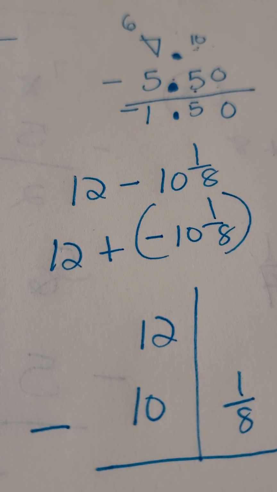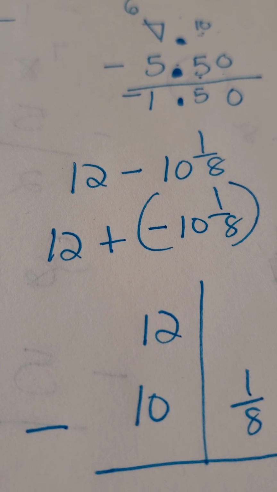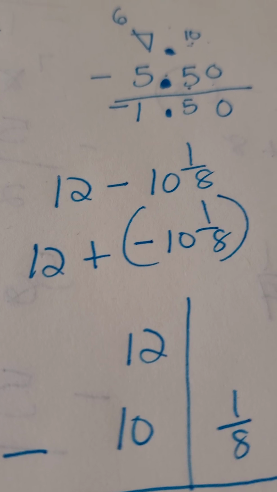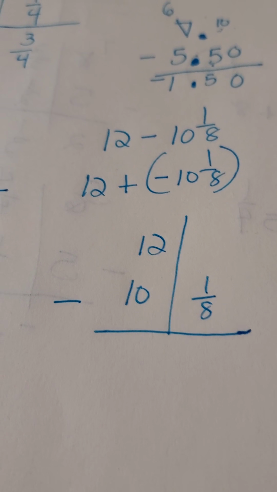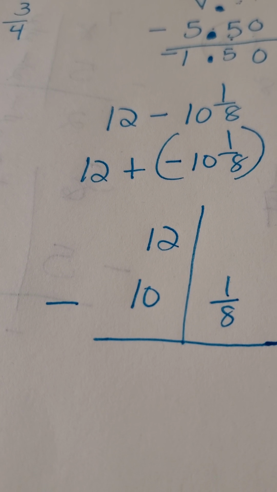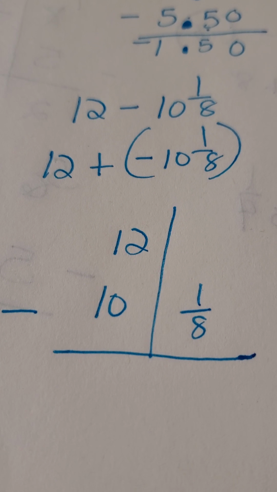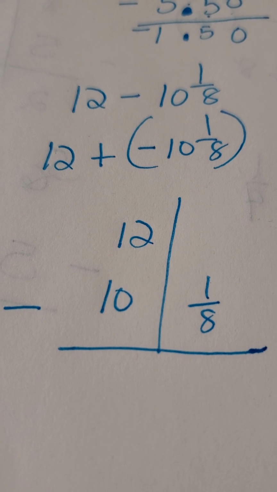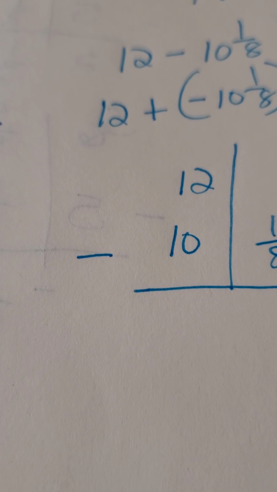So we have 12 minus a positive 10 and 1/8. There's no reason that would have been negative. But when we change that into an addition problem, because once again, we're not doing subtraction in this book, that makes the 10 and 1/8 become negative. So now we have 12 plus negative 10 and 1/8. We have a positive plus a negative, which means it is a subtraction problem.